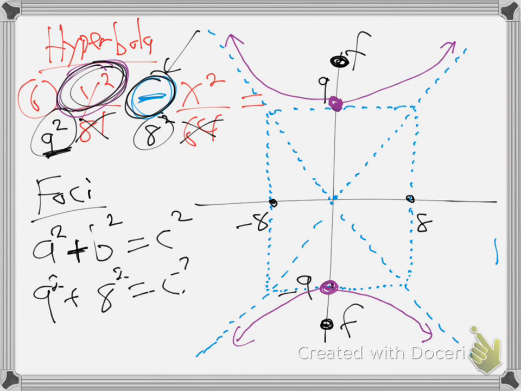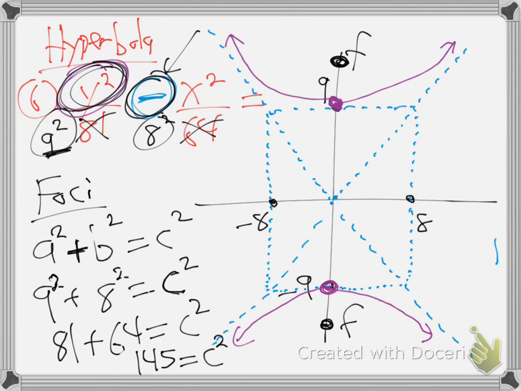And what's the C? I don't know. That's what I'm going to try to find here. So that's going to be 81, 64. What's that, some big number? 145. 145, Abdul says. 145 equals C squared. Last step to get C alone, in the orange. Root it.